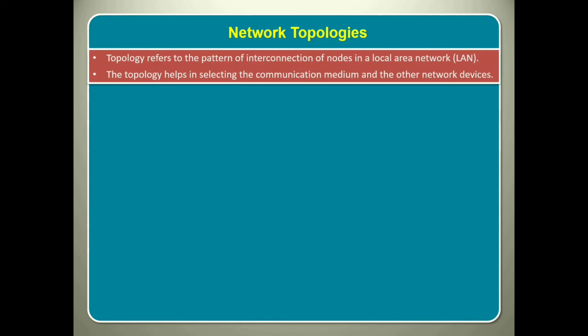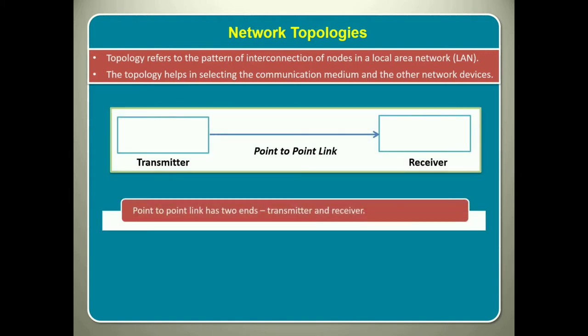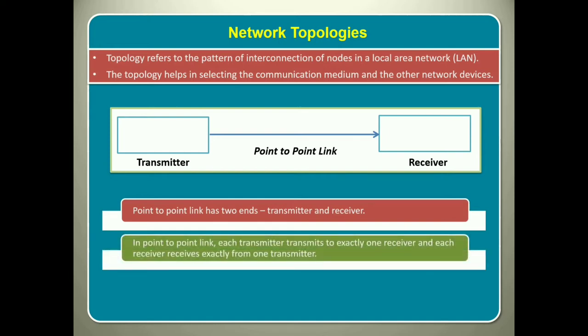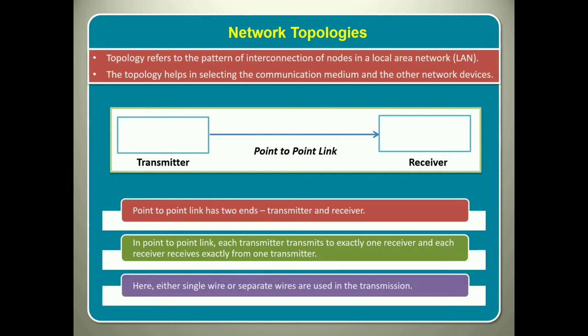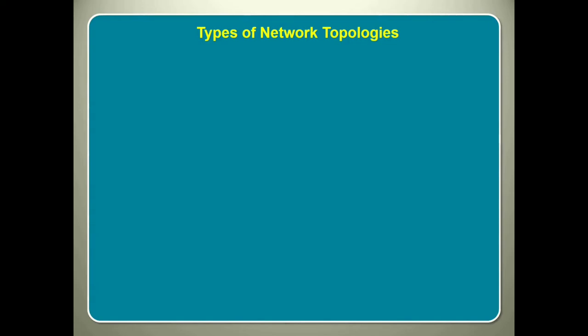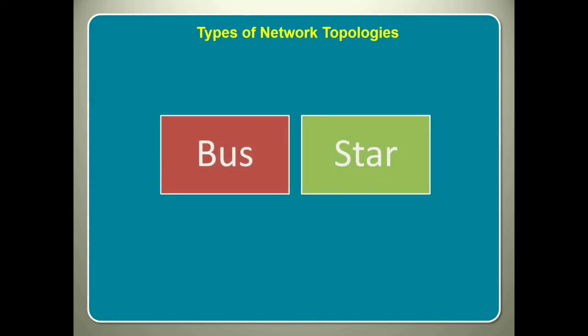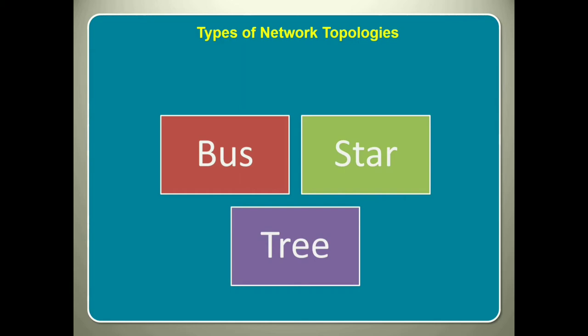Before understanding topologies in detail, let us learn about point-to-point link. A point-to-point link has two ends, namely transmitter and receiver. In a point-to-point link, each transmitter transmits to exactly one receiver, and each receiver receives exactly from one transmitter. Here, either a single wire or separate wires are used in the transmission. Network topologies are categorized into the following three basic types, namely bus, star, and tree. Let us look at each of these topologies in greater detail.